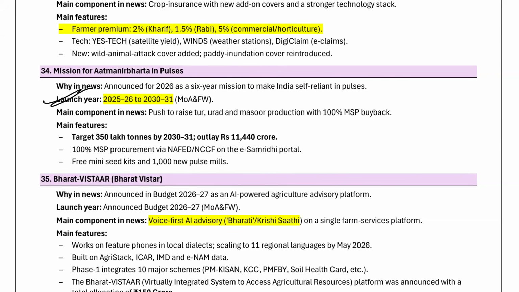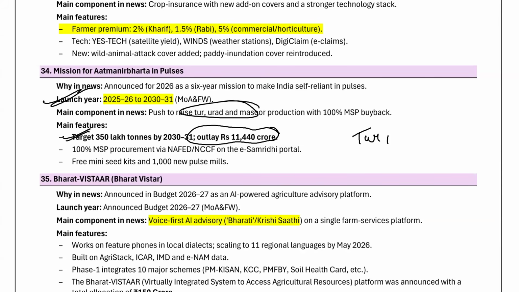The main feature is the target of 350 lakh tons by 2030-31. What is the outlay? Important. It is 11,440 crore. Right? These are the key points. It is self sufficiency in pulses. The focus is on tur, urad and masoor. 100% MSP procurement will be given. Right? The target is 350 lakh tons. This is all about this mission.